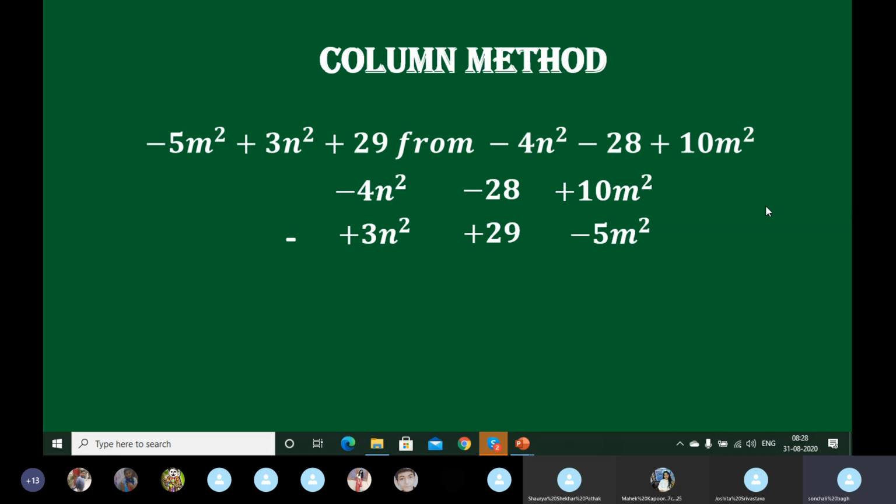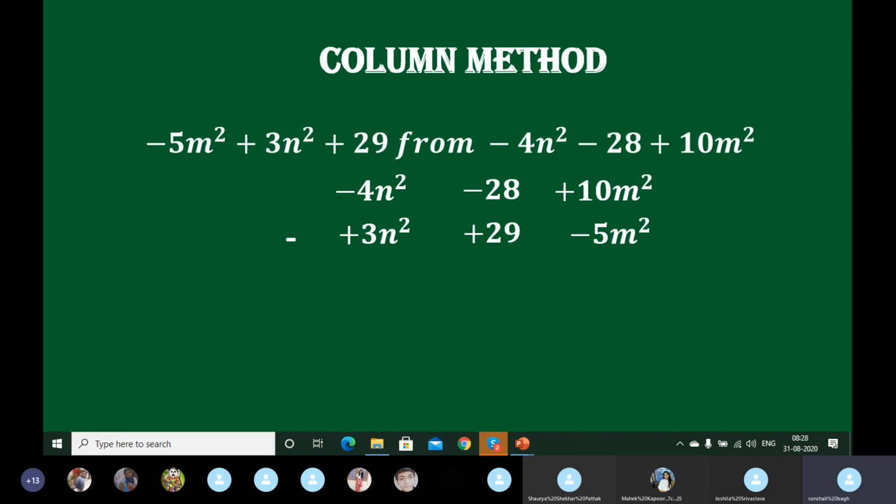This much is clear or not? The same thing you did in addition, but the difference is this: in case of addition, you put an addition sign. In case of subtraction, you put a minus sign. Any confusion till here? No, ma'am.